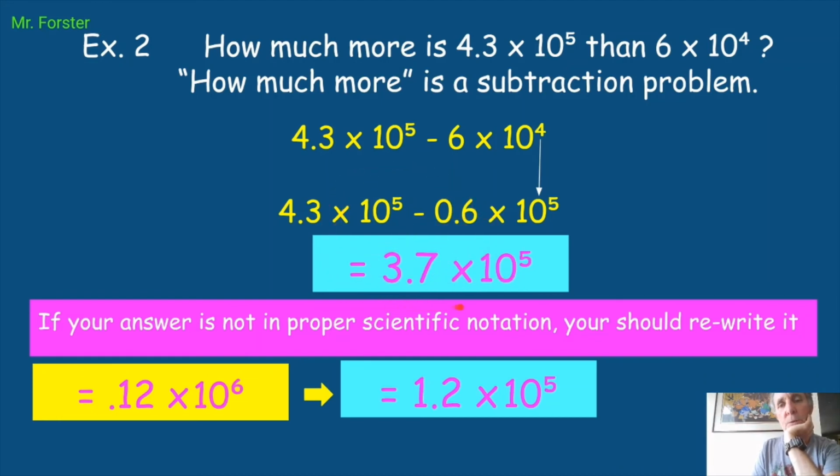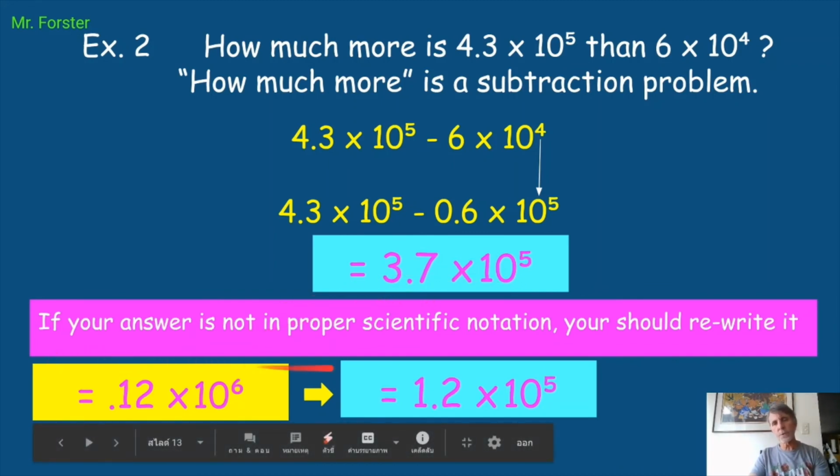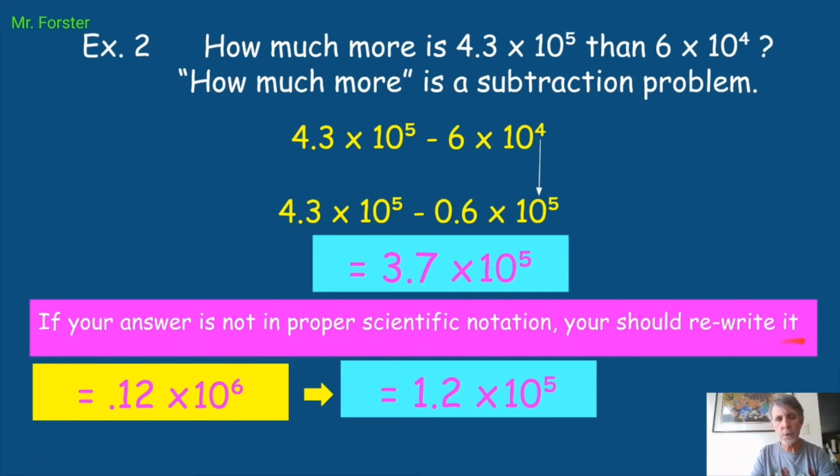And of course, we should always check, is that written in proper scientific notation? And it is. And here is just a reminder of that. If your answer is not written in proper scientific notation, you should rewrite it. If we got this answer, then we should make this one bigger by 1 place value, and this one smaller by 1 place value, and it'd be like that. If you want to come back and practice some of these, try changing them into proper scientific notation.